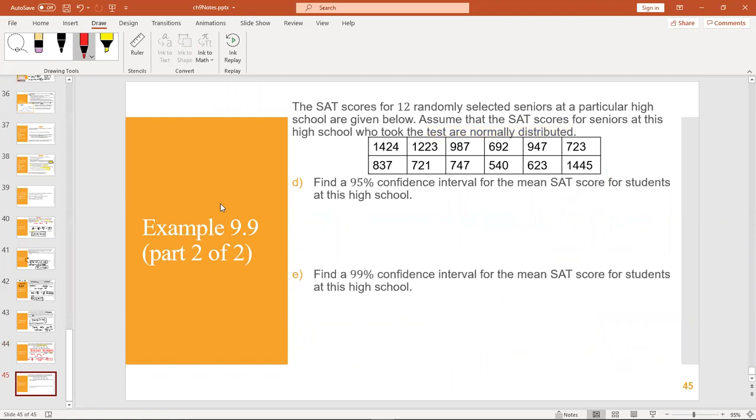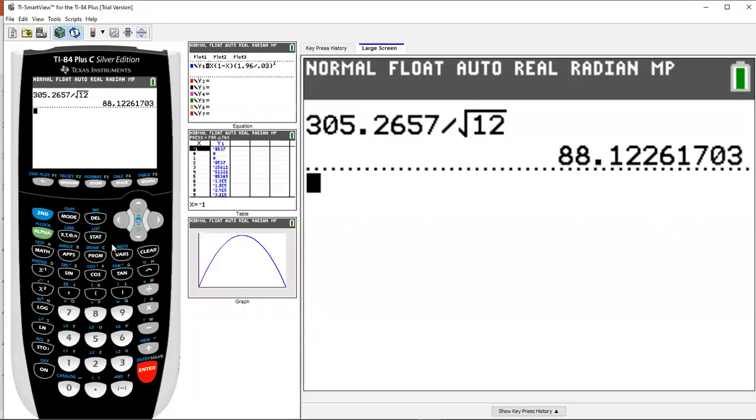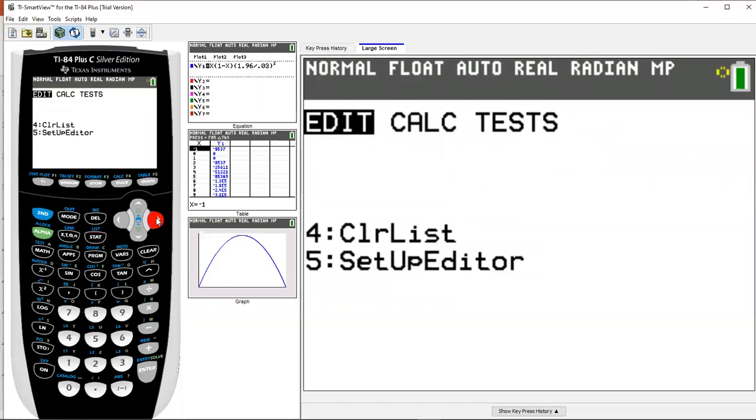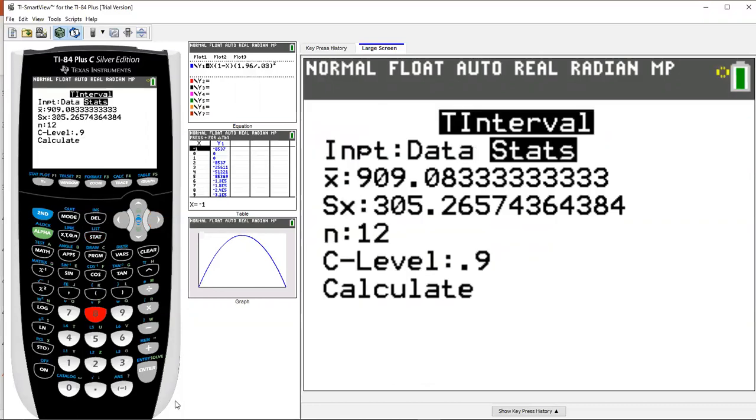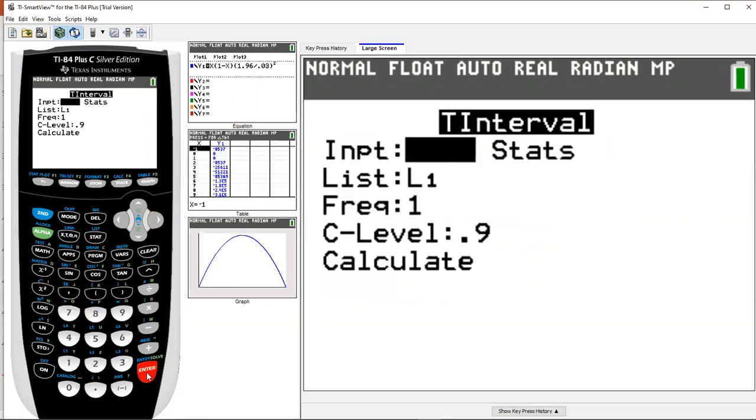Find a 95% confidence interval. All right, so here's how this one's a little bit different. We're going to go to stat, go over to tests. We said earlier we're going to use a t interval because we don't know the sigma. So then here's what we're going to do. We're going to go over to data and press enter. So it's going to look for the list.